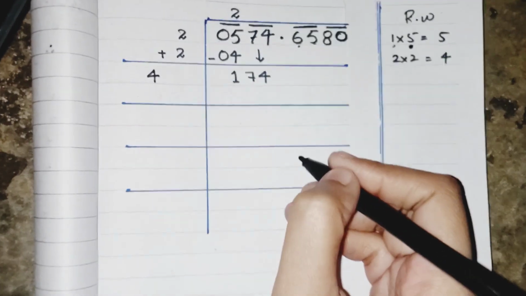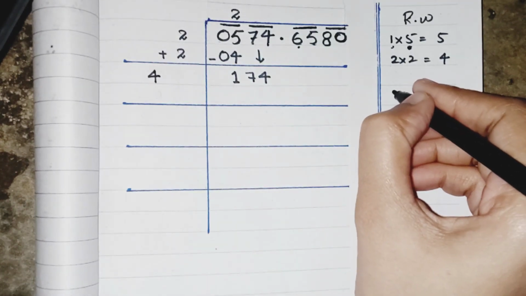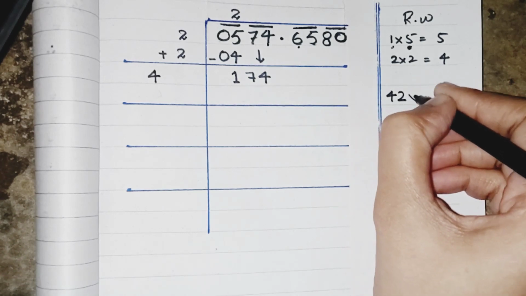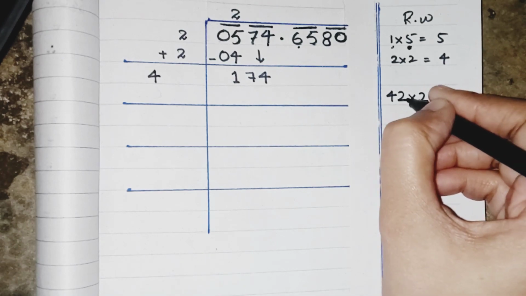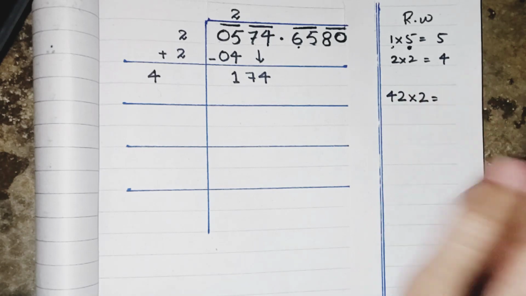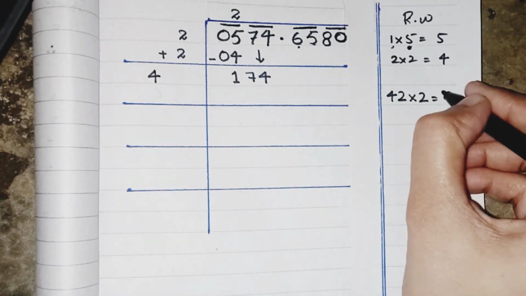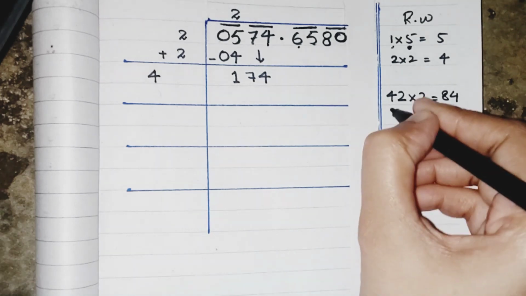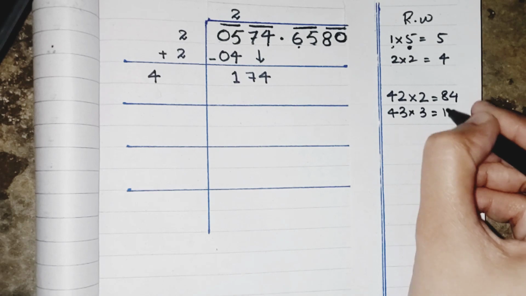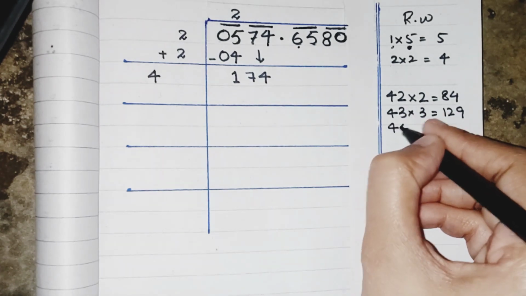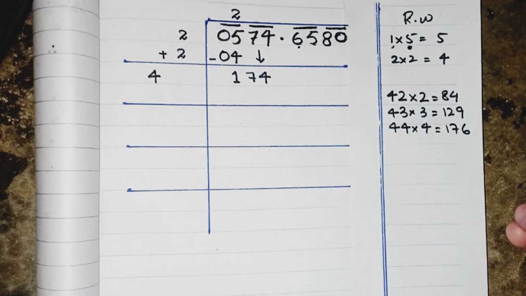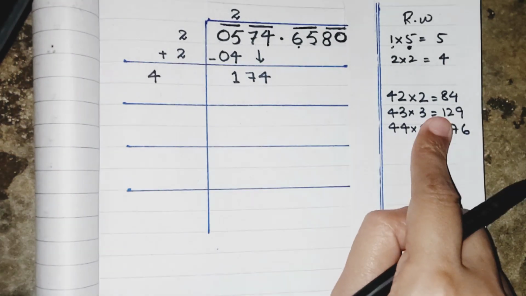Along with this 4 I have to place a number. Like if I am taking 4, along with 4 if I multiply by 2, it will be 42, so I have to multiply by the 2. Whatever number I am choosing, I have to multiply by the same number. 42 multiplied by 2 results in 84. If I am choosing 3, this will be 129, and if I am choosing 4, this will result in 176. So the nearest one is 129.